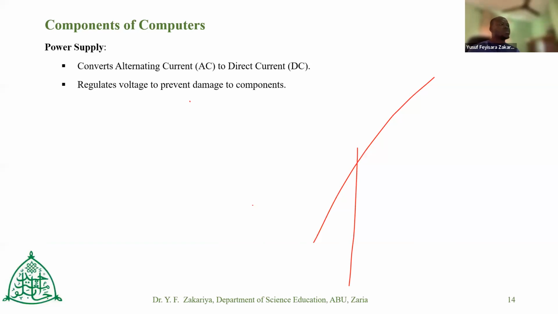More on this, we have the power supply. This is a kind of peripheral part of the computer, used for converting alternating current to direct current. The alternating current is the one that comes through your socket, and then this is converted to direct current. And it depends as well.